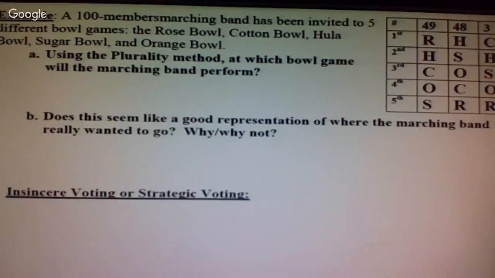Okay. And finally, this last example, we have a 100-member marching band that's been invited to 5 different bowl games. If any of you watch college football, that's where this came from. The Rose Bowl, the Cotton Bowl, they're like ending games that they get to go to. So they've all voted to go to which one? Which one wins plurality in this method? The Rose Bowl. The Rose Bowl has 49, the Hula Bowl has 48, and the Cotton Bowl has 3. So they're going to the Rose Bowl.